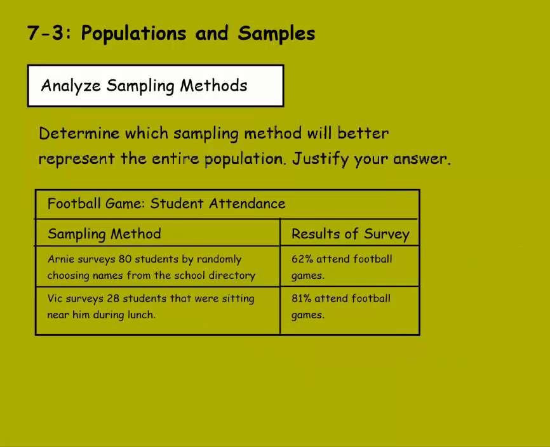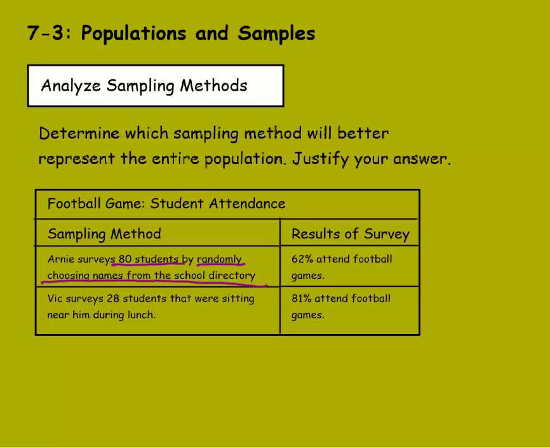So now let's determine which sampling method will better represent the entire population and then justify our answer. So they're at a football game and they're going to determine student attendance. Here's the sampling method and here's the results. It says Arnie surveys 80 students by randomly choosing names from a school directory. And out of that, 62% attended the football games.